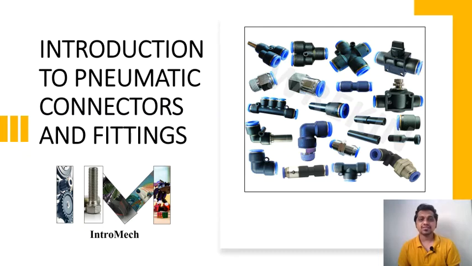In some previous sessions we have seen how different pneumatic actuators, say pneumatic cylinders or rotary actuators or grippers, can be selected. Now these are only part of a pneumatic circuit. There are other components also in the circuit, and all these parts should be interconnected. There will be some solenoid valves or some other valves, and then we have our actuators. So all these parts are interconnected, and in order to connect them we require pneumatic connectors and fittings.